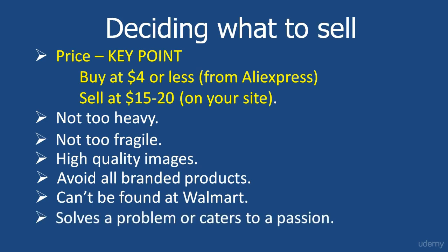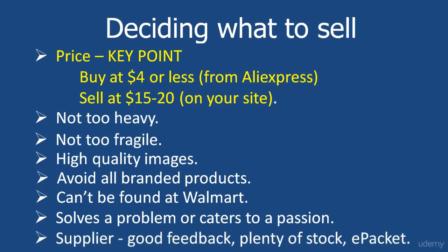Solves a problem or caters to a passion. I've talked about this in previous slides, so I don't want to go over it again, but basically the products that you will sell the best either solve a problem or they cater to a passion. And the last thing is the detail of the supplier. The supplier needs to be a good supplier. That may seem obvious, but on AliExpress they make it very simple, because you can see whether they've got good feedback from other people that have bought from them, whether they've got plenty of stock.